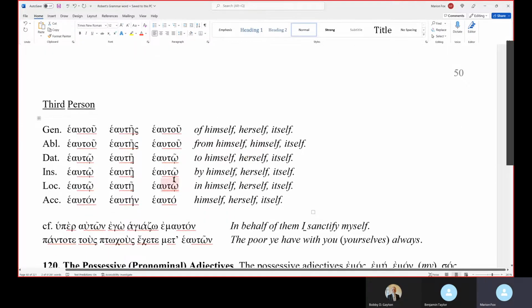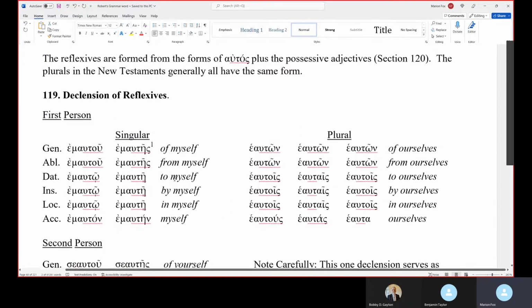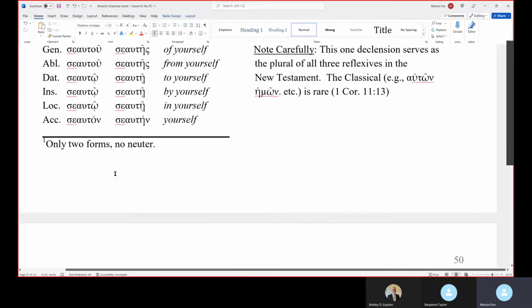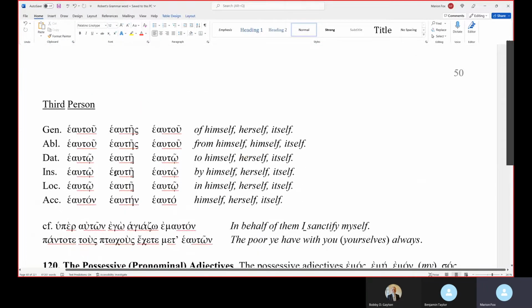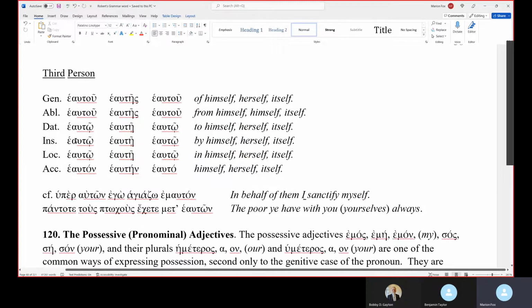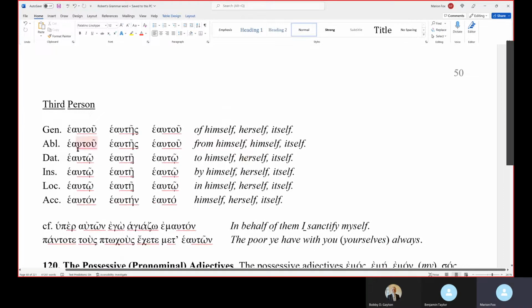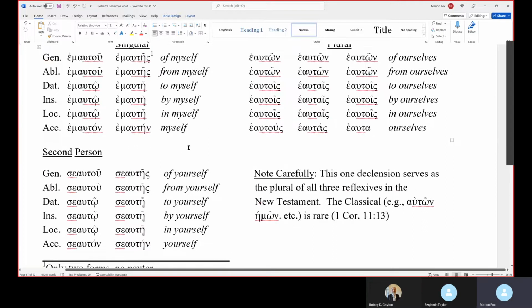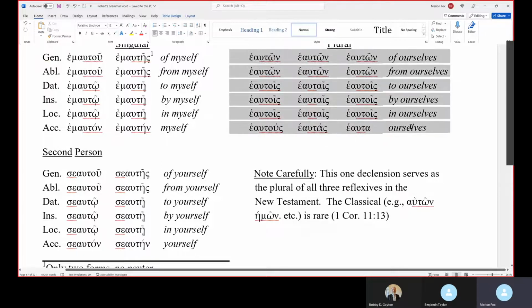Third person. So we have reflexive pronouns. First person, I, myself. You, second person, yourself. And he, himself, herself, or itself. So we do have a neuter form of it. Okay. And so there we have that. And your plural form would be this over here. All three reflexives, first, second, and third person, all have the same form. Okay.